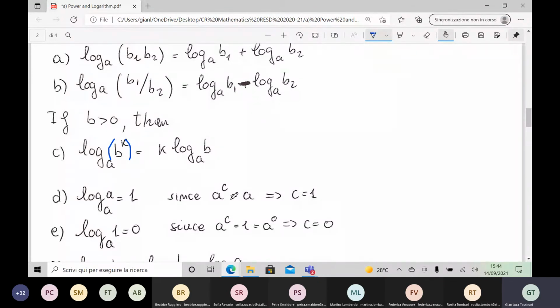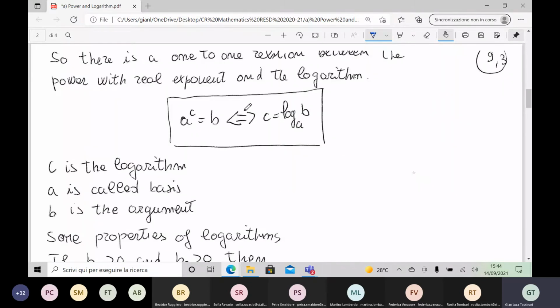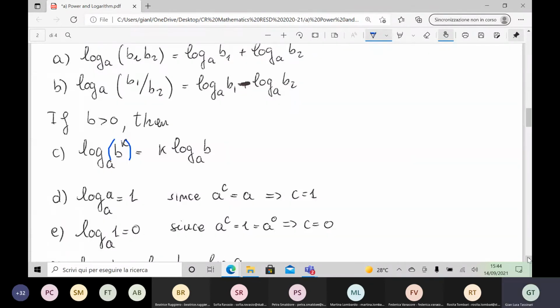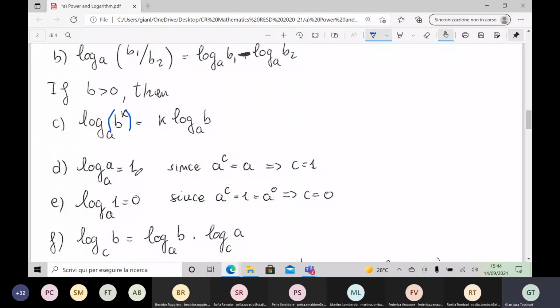Here this is the explanation, because I apply just the definition of logarithm. The logarithm of A is the exponent you have to give to the basis A to get A. Obviously 1. To have an equality, you have to put 1 here.